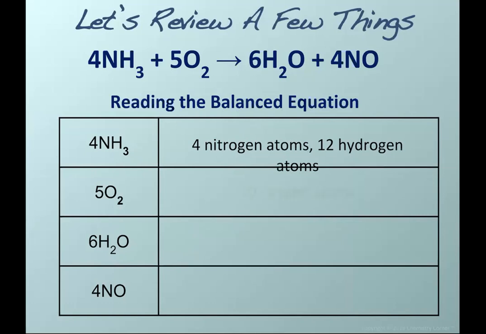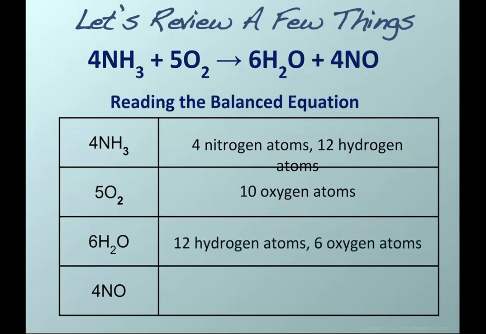5O2 gives us 10 oxygen atoms. 6H2O gives us 12 hydrogen atoms and 6 oxygen atoms, and 4NO gives us 4 nitrogen and 4 oxygen. You need to know that because when we do the stoichiometry stuff.